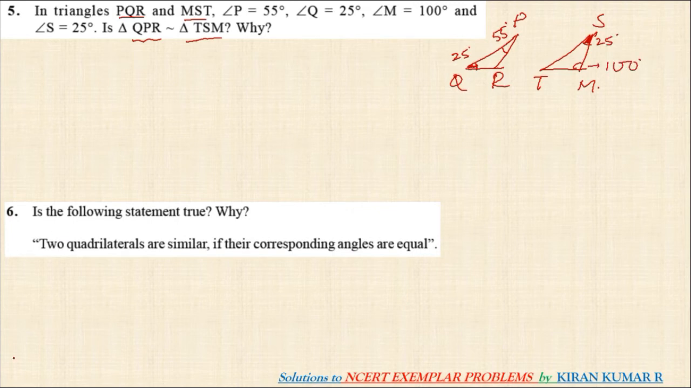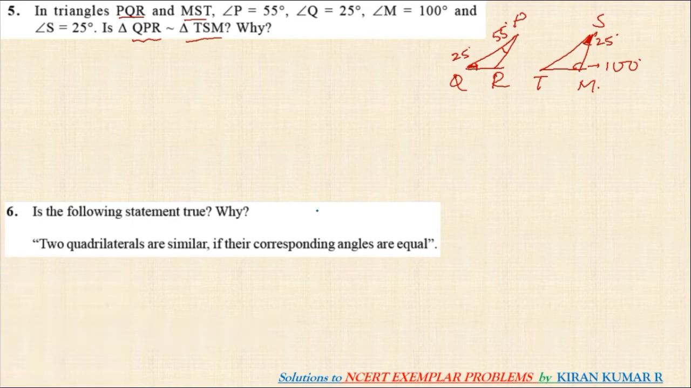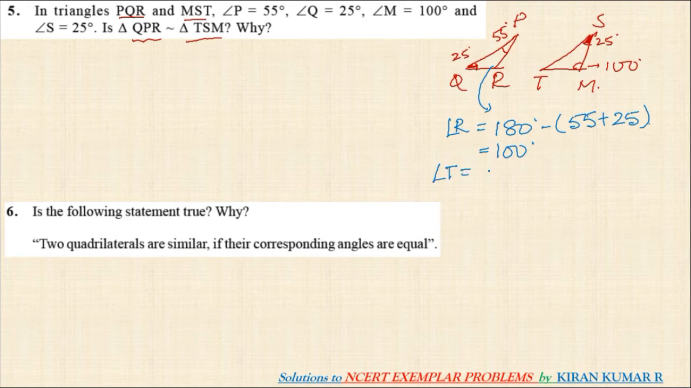We all know the angle sum property. Sum of the three interior angles of the triangle is 180 degrees. By using the angle sum property, angle R will become 180 minus the sum of 55 plus 25. 55 plus 25 is 80, so angle R becomes 100 degrees. Same way, I can find out angle T. Angle T is 180 minus the sum of 100 plus 25. We get it as 55 degrees.